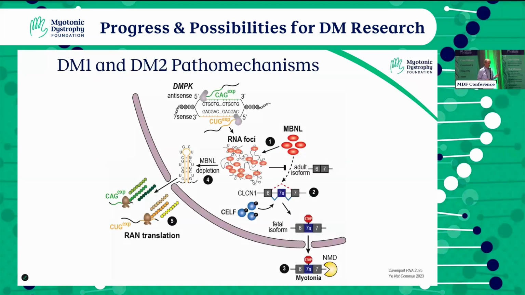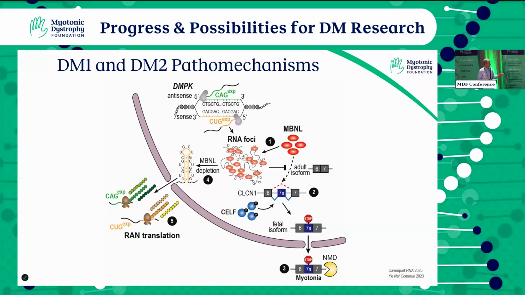So what are the DM pathomechanisms and how have those allowed the development of various therapeutic modalities? Let's start at the very top, where DMPK is being transcribed bidirectionally, producing both the CUG repeat and the CAG repeat expansion. The sense strand, the CUG repeat, is more highly expressed compared to the antisense, but the antisense is expressed and upregulated when the expansion begins to expand more.